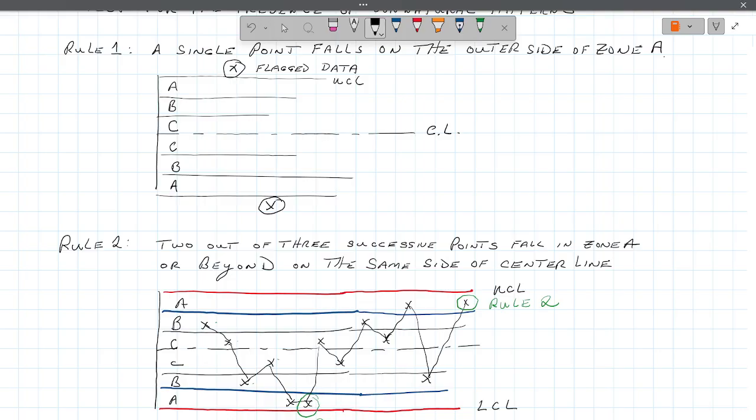So what happens if you break the rules? Well, those are things we want to go investigate. But the funny part is there's 7 rules here. So as you're looking at all this data for an X bar or an R chart, you're trying to figure out which one of these actually causes you unnatural patterns.